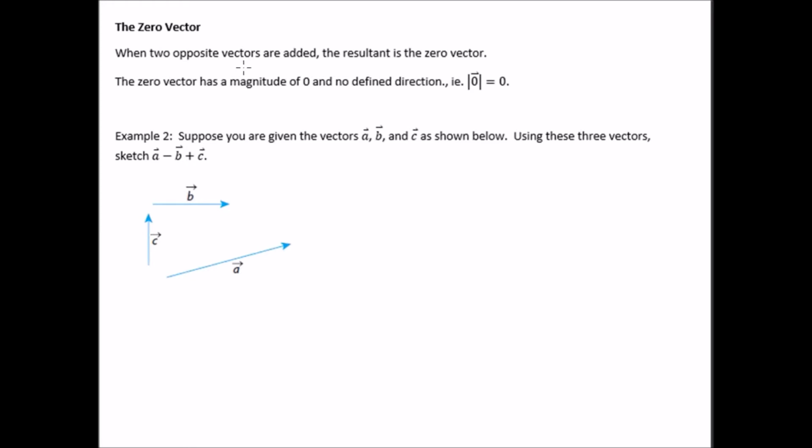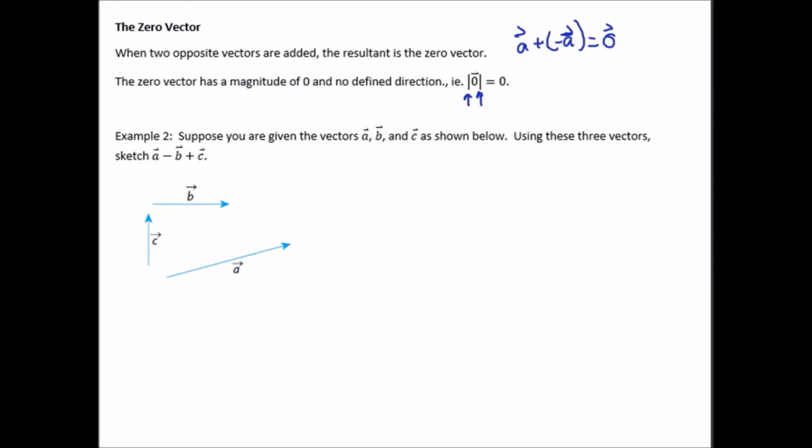Okay, now the zero vector. When two opposite vectors are added, the resultant is the zero vector. In other words, let's say vector A plus negative vector A, that's going to be the zero vector. The zero vector has a magnitude of 0, and because it's a magnitude of 0, there's no actual direction. It's not going anywhere. So the magnitude of vector 0 equals 0.